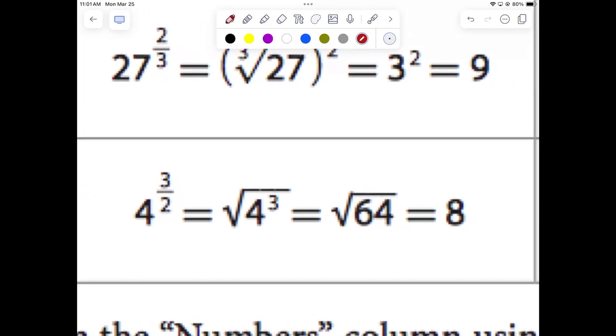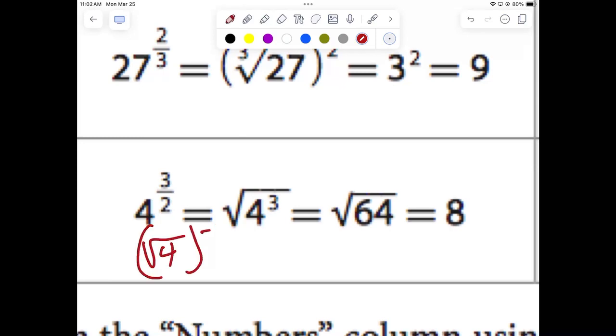Now, sometimes when you go big before you go small, the number is big, but it's still manageably so. Like 64 is still a big number, but we know what the square root of 64 is. But as a general strategy, go small before you go big. Okay? I would write this as the square root of 4 cubed.